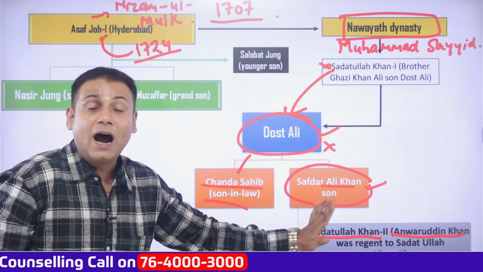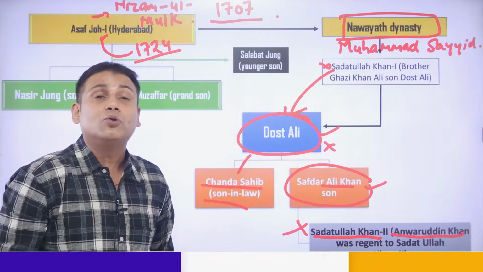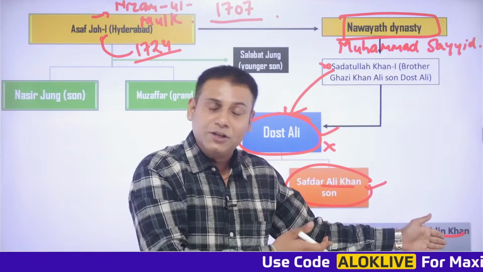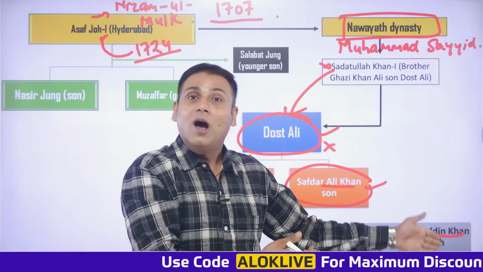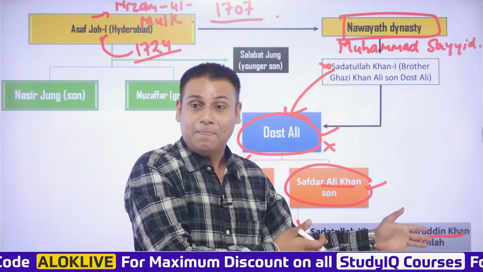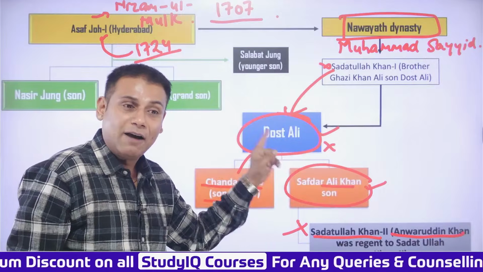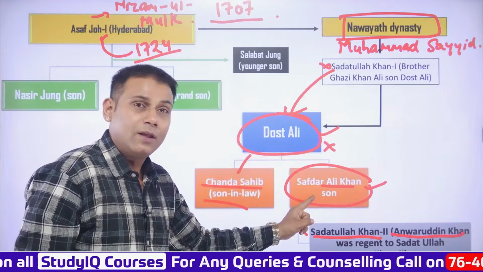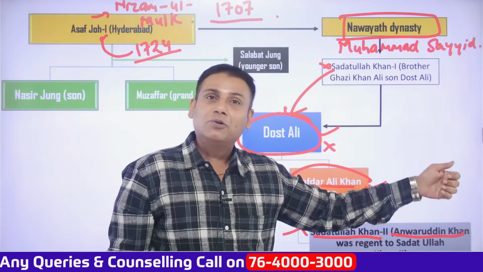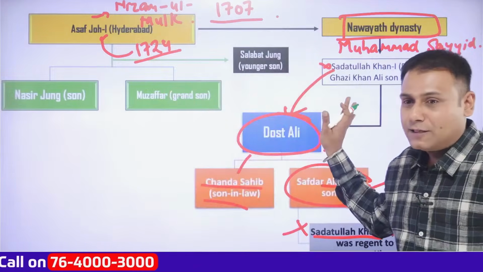After some time, it is said that Sadatullah Khan II was also killed by Murtuza Ali Khan. Now, Asaf Jah finally said to Anwaruddin Khan, you govern the region of Carnatic. So, now Anwaruddin Khan became the new Nawab of Carnatic. Is it clear? So, after Sadatullah Khan came Dost Ali, after Dost Ali his son Safdar Ali Khan, after him Sadatullah Khan II, and then his regent Anwaruddin Khan became the new Nawab of Carnatic. So, this was all happening in this place.